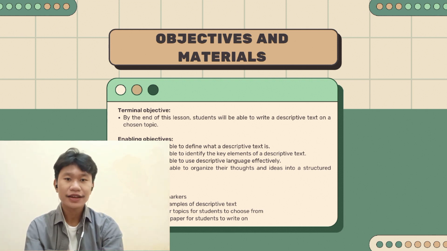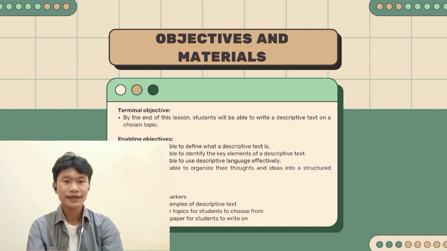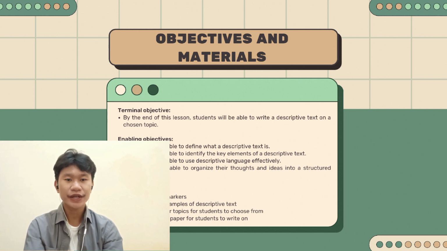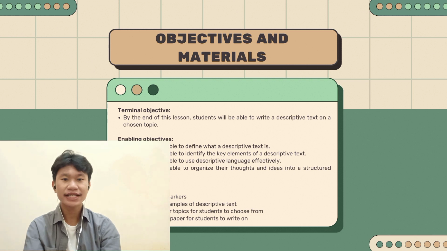The second enabling objective is to identify the key elements of a descriptive text. The key elements are the topic sentence, supporting details, and concluding sentence. The topic sentence introduces the topic and sets the tone for the rest of the text. The supporting details provide specific information about the topic, using sensory language to create a picture in the reader's mind. The concluding sentence summarizes the main ideas and leaves a lasting impression on the reader.